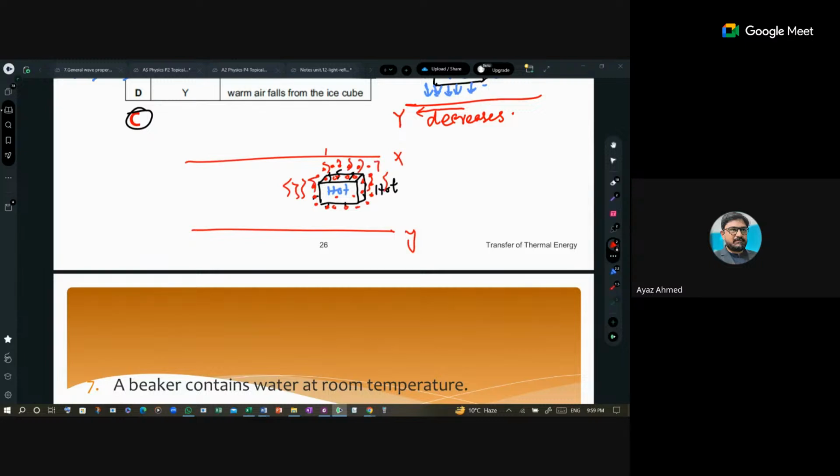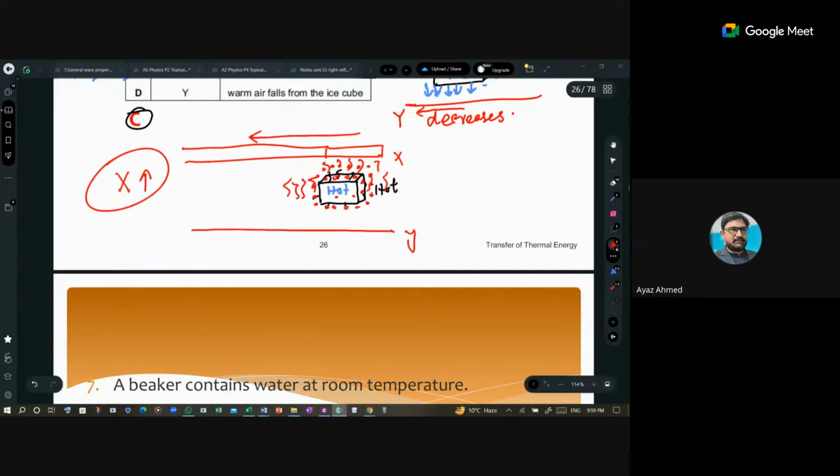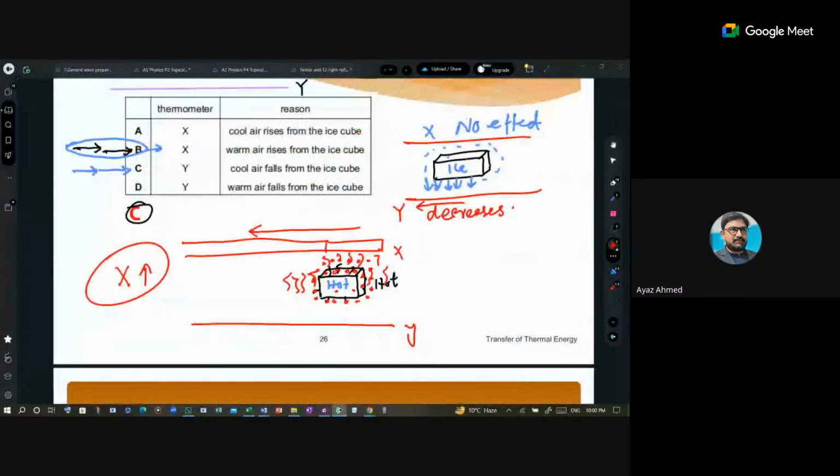So when it moves up, it would affect the reading of this thermometer to be increased. So your Y will increase because the hot, sorry, your X would increase because hot air rises up. Is this clear to all of you? Yes, sir. This was the most tricky question in convection.